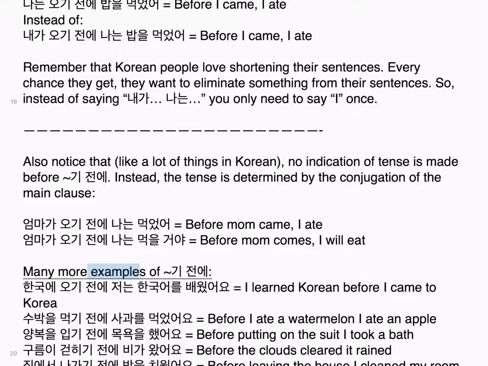Many more examples of 기 전에. 한국에 오기 전에 저는 한국어를 배웠어요. I learned Korean before I came to Korea. 수박을 먹기 전에 사과를 먹었어요. Before I ate a watermelon, I ate an apple. 양복을 입기 전에 목욕을 했어요. Before putting on the suit, I took a bath.